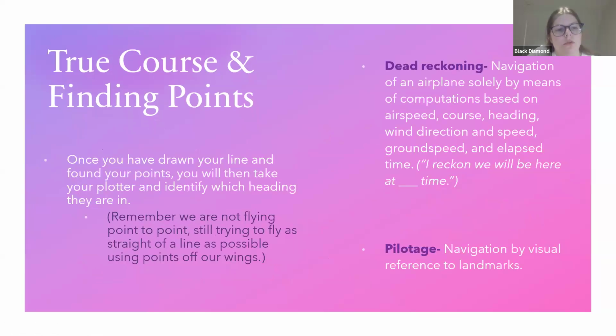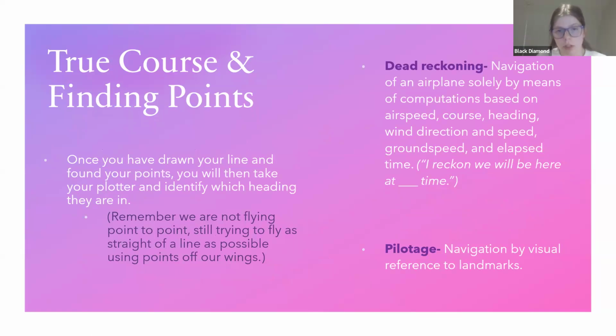Continuing on with true course and finding points. Once you have drawn your line and you found your points, like I said, you'll take your plotter and then you're going to identify which heading they're in. So remember, when we are flying this, we're not flying from point to point. We are still trying to keep that line as straight as possible, but we're just using those points and having them off of our wings.